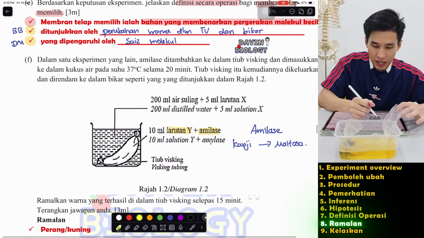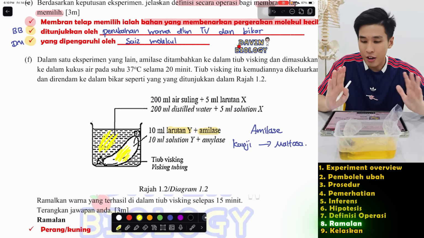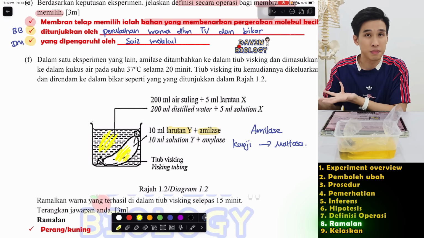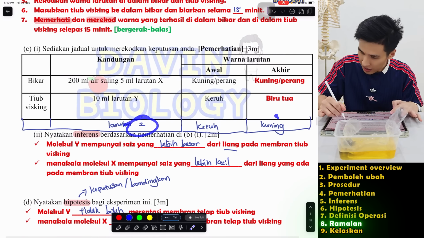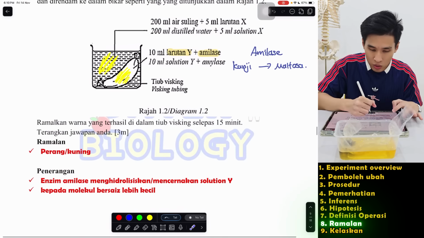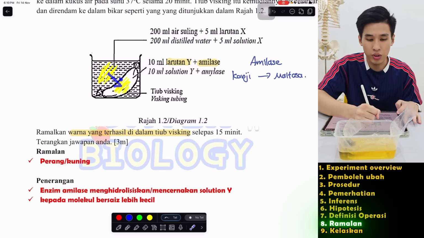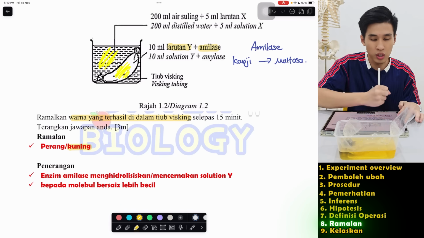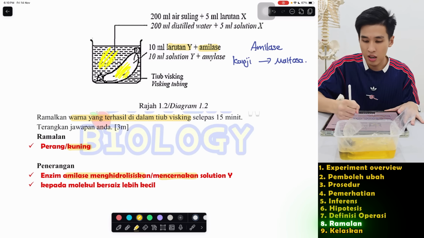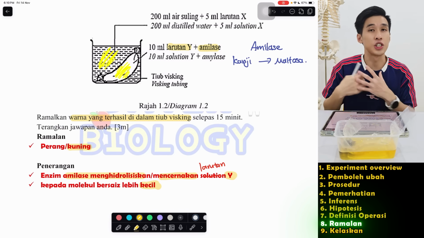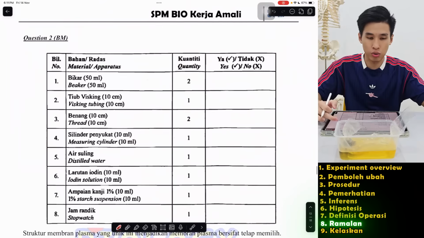So which means outside the iodine, just like just now, still will go in. But since inside got no more kanji, the iodine doesn't react with anything. So just like just now, the Tiub Visking Z like that, menjadi kuning loh. Ramalkan warna yang terhasil dalam Tiub Visking. Since when the iodine go inside, got no more kanji to react already. So dalam menjadi kuning. Why? Like I say loh, amylase telah menghidrolisis ataupun mencernakan kepada molekul yang lebih bersaiz kecil. No more kanji already.